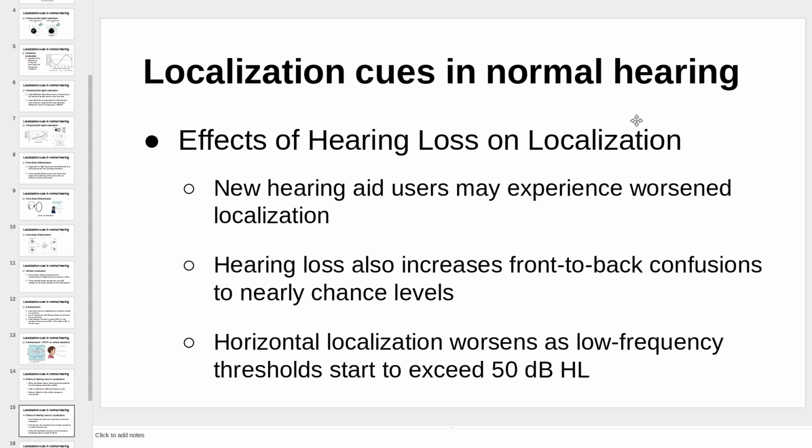Other things to consider that I've seen researchers talk about have been binaural processing in hearing aids. Can that improve or decrease front-to-back localization errors? And I think it's been shown that it can.